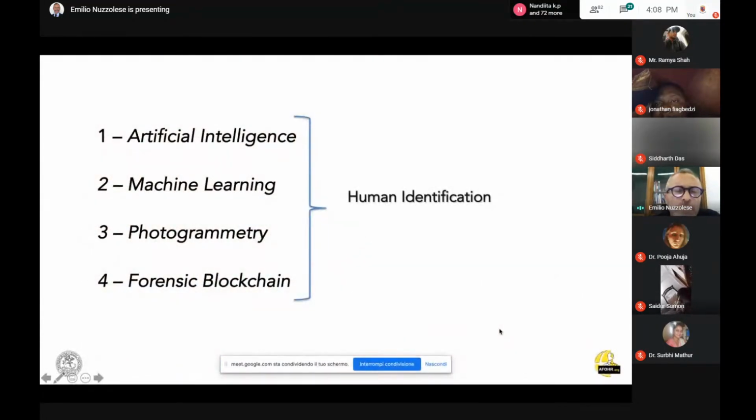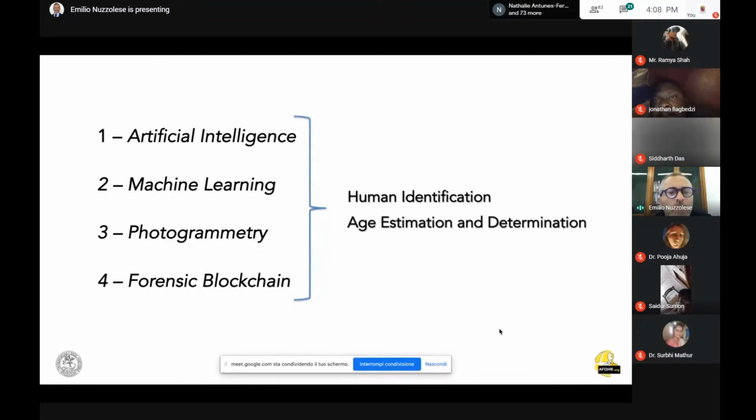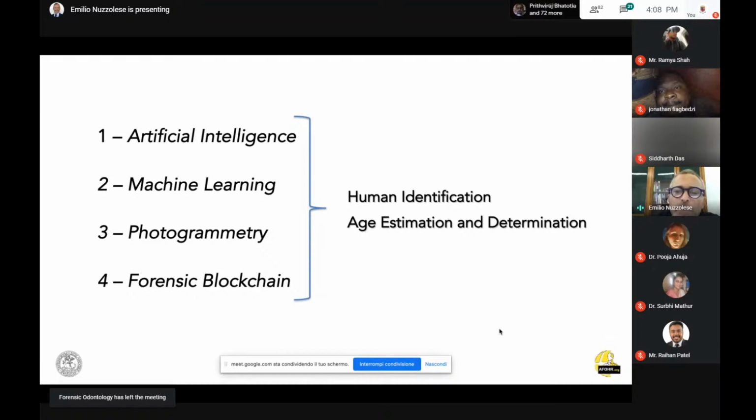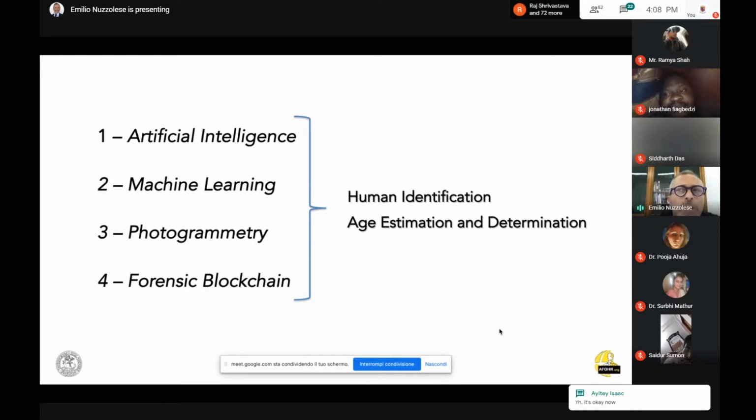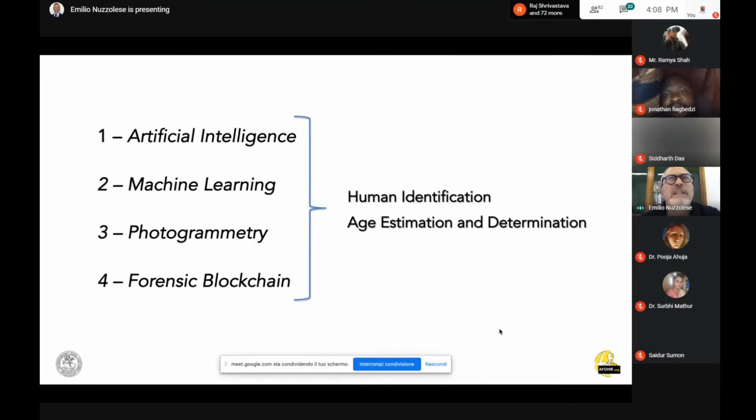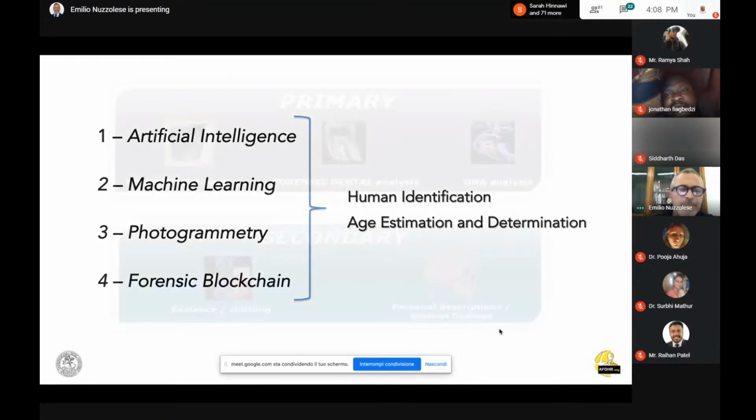Now, just to anticipate some of the work we are doing at the University of Turin in the Medical Legal Institute, we are working on artificial intelligence. We are using machine learning and other tools like photogrammetry and forensic blockchain for the purpose of human identification and to enhance age estimation and determination. So we can rely on artificial intelligence and machine learning, but we need to use these digital tools incorporated in protocols and research that we as a university are working on.